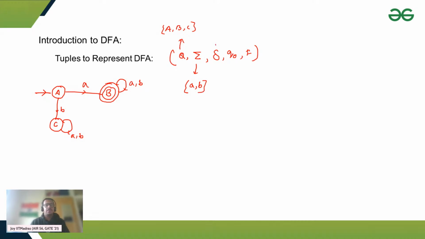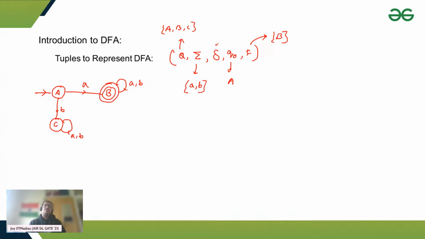Now we have a set of production rules. I'll come to that in some time. And Q0 is the starting state. We can see that we have a starting state as A. So Q0 is A, and F is the set of final states. Now we have B as a final state, so it will be the set of final states.